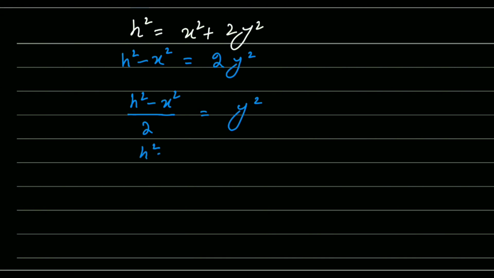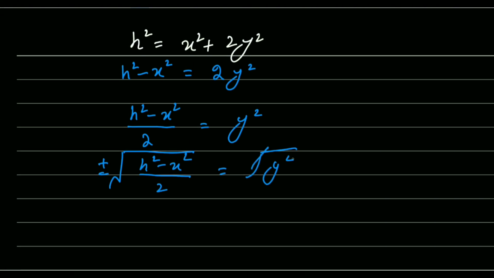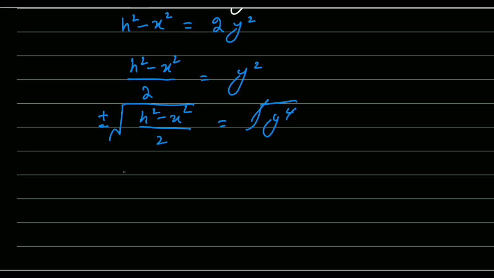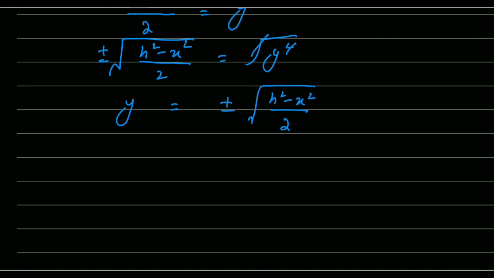So x square minus x, h square minus x square over 2, and when we are taking the square root we will add a plus minus sign. And y square, if we are taking square here, y square and square root will be cancelled, so y is equal to plus minus the square root of h square minus x square over 2 is the answer. So this is the way how we will make y the subject of the equation.